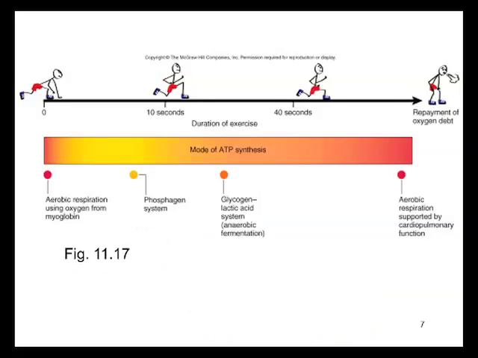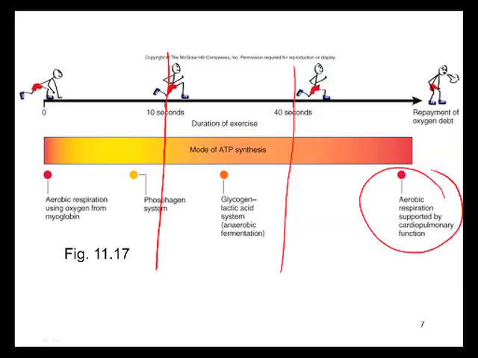Okay, this is from your book. This is just kind of a graphical representation of what we've just talked about. So upwards of 10 seconds, we're relying on the phosphagen system. Up to 40 seconds or so, we're using the glycogen lactic acid system. And then beyond that, eventually we reach the point where we can use aerobic respiration.